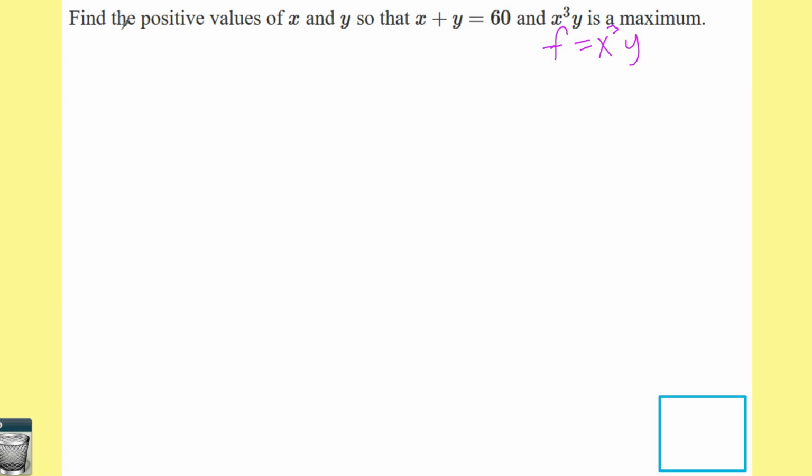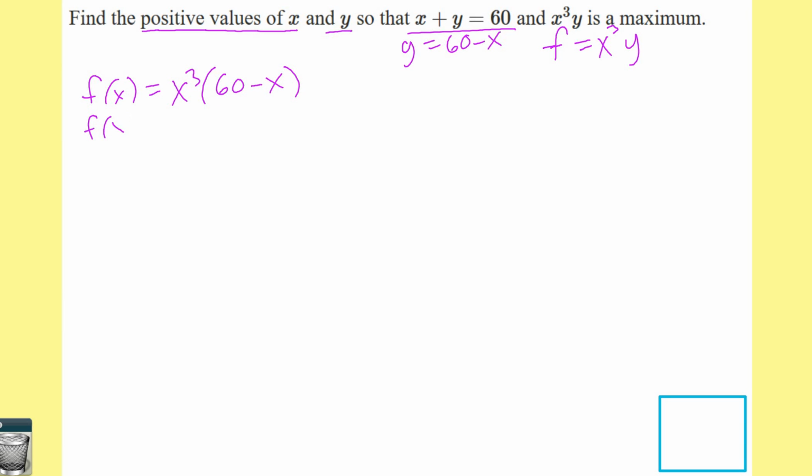So we use our constraints. X must be positive, y must be positive, and x plus y equals 60. So y must equal 60 minus x. So now our function is x cubed times 60 minus x, which is just 60 x cubed minus x to the 4th. We want to maximize it.